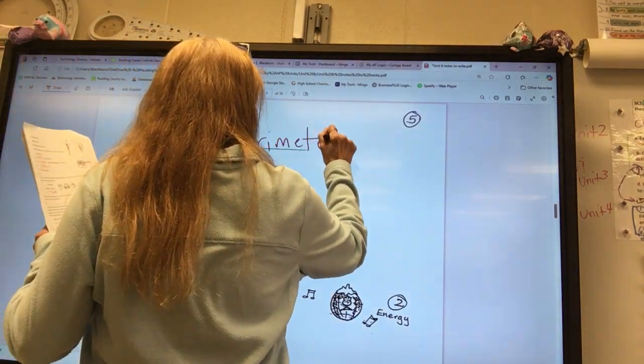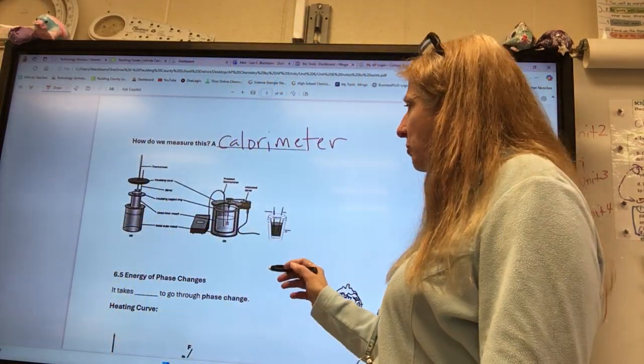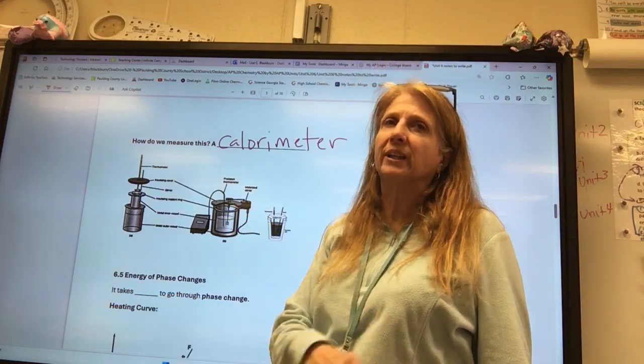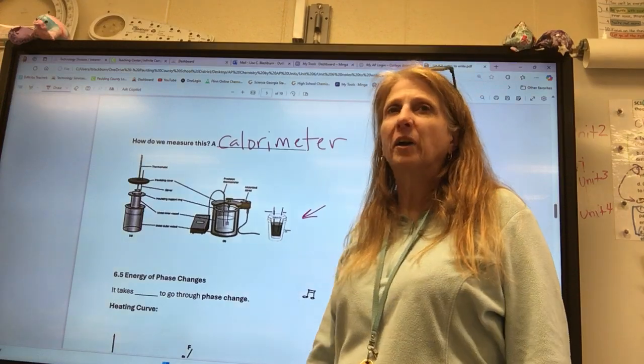Calorimeter, or calorie meter. There are different kinds. There's one called a bomb calorimeter, which sounds more fun than it is, where you've got something electrical to heat it up and burn it and see how much heat it gives off. Of course, we have this kind, a styrofoam cup.